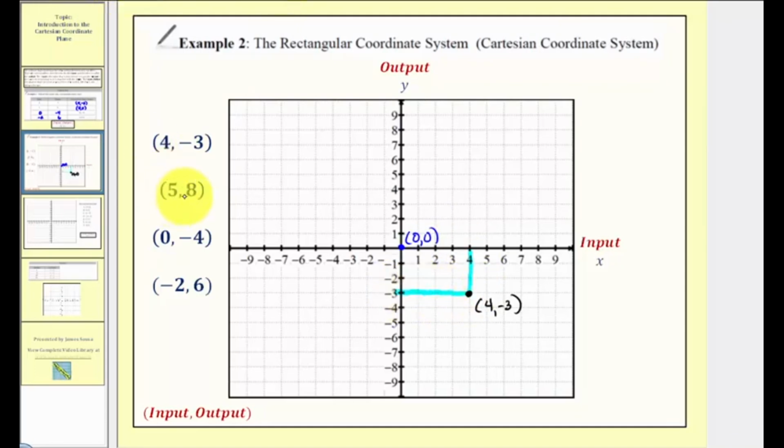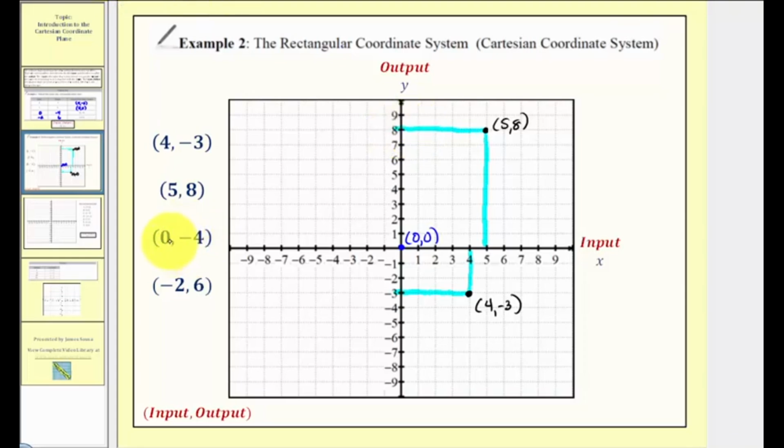Next we have the ordered pair 5 comma 8, so because the input is 5 from the origin we would go right 5 units, and then because the output is +8 we would go up 8 units. This would be the location of the point with coordinates or ordered pair 5 comma 8. Notice at this location we have an input of 5 and an output of 8.